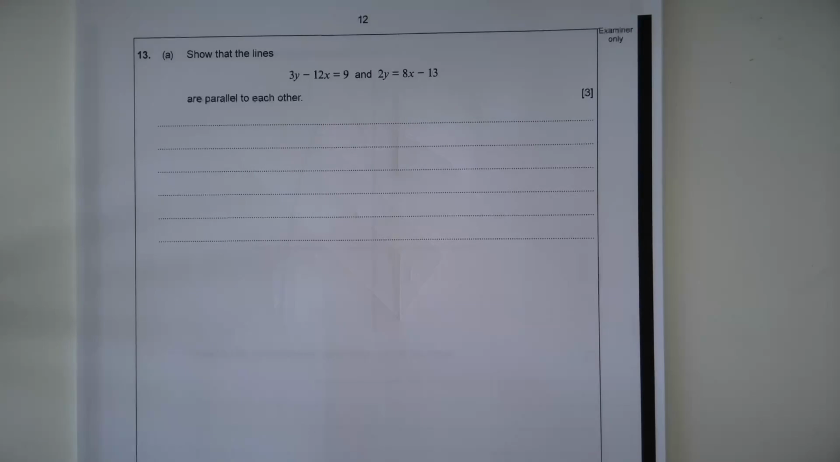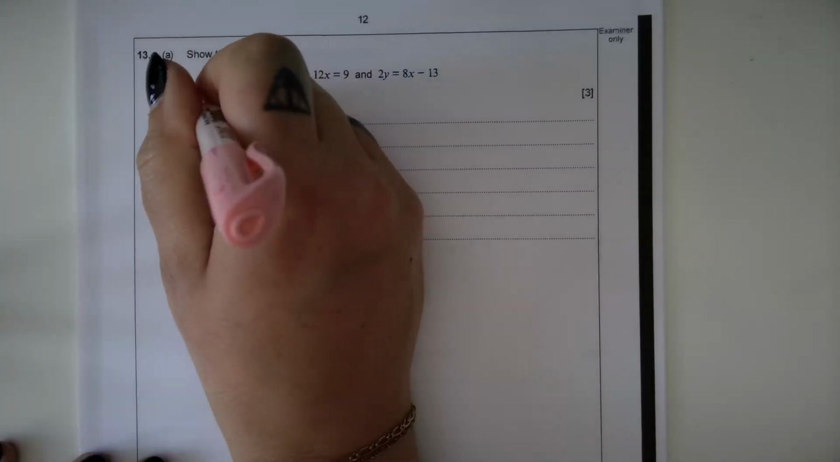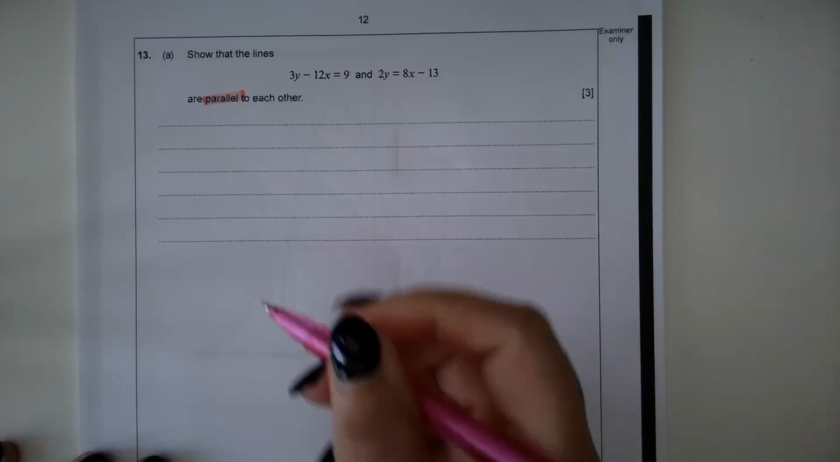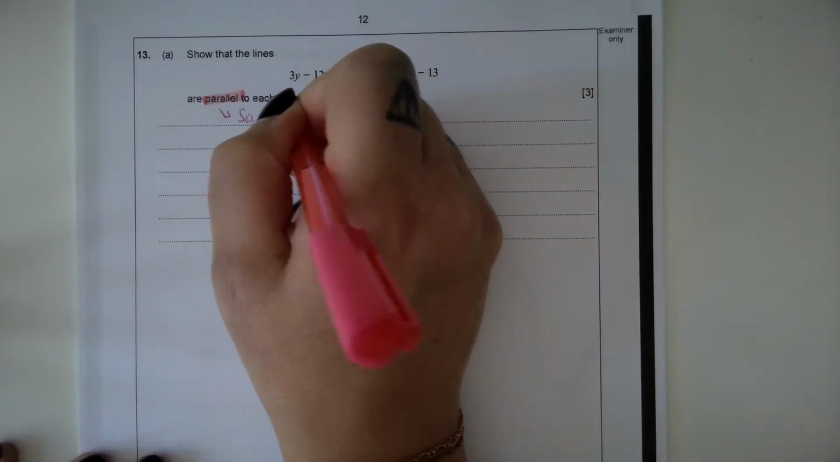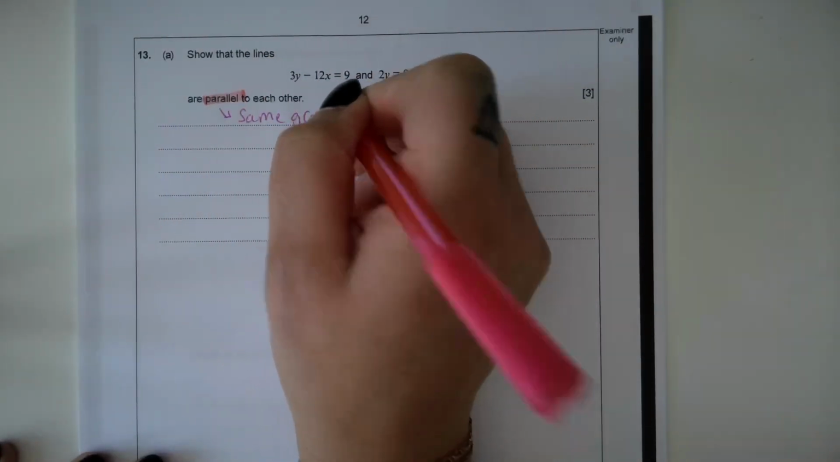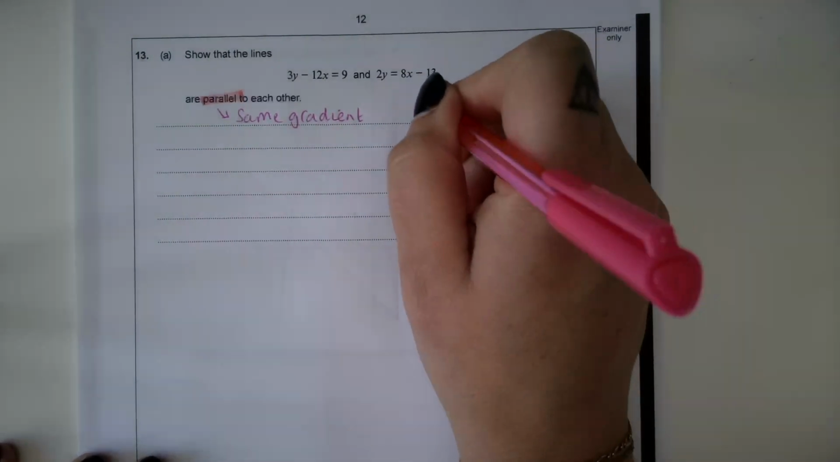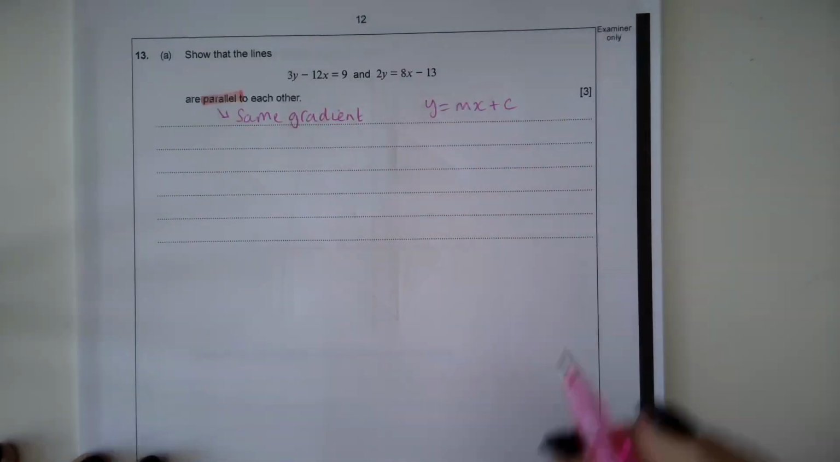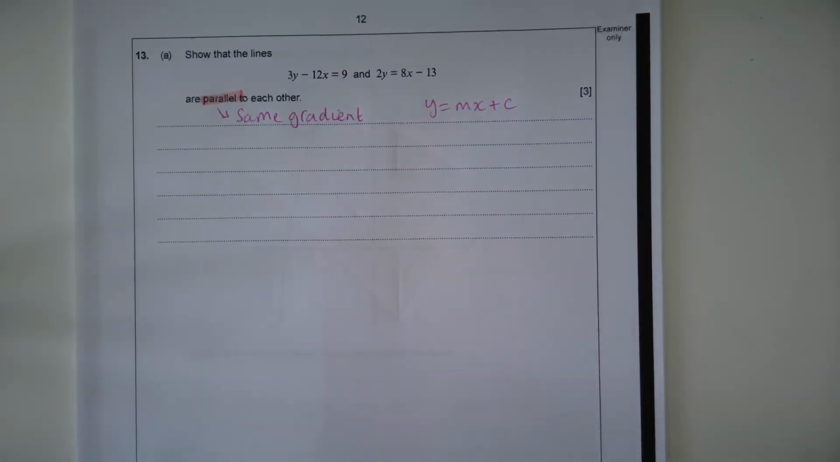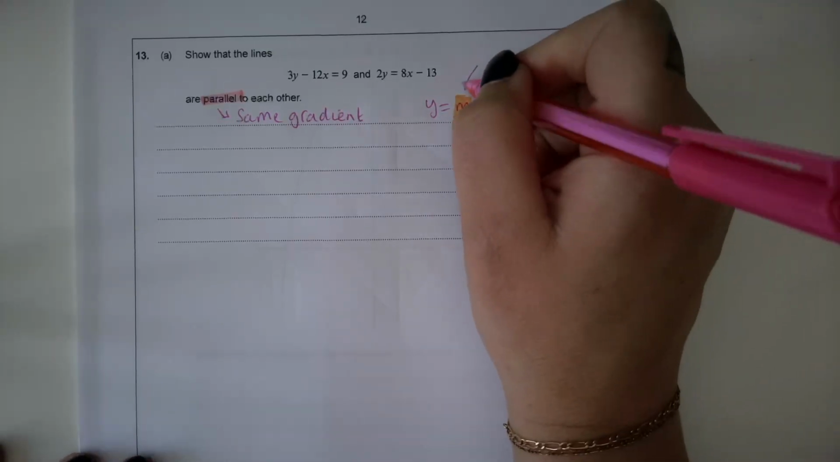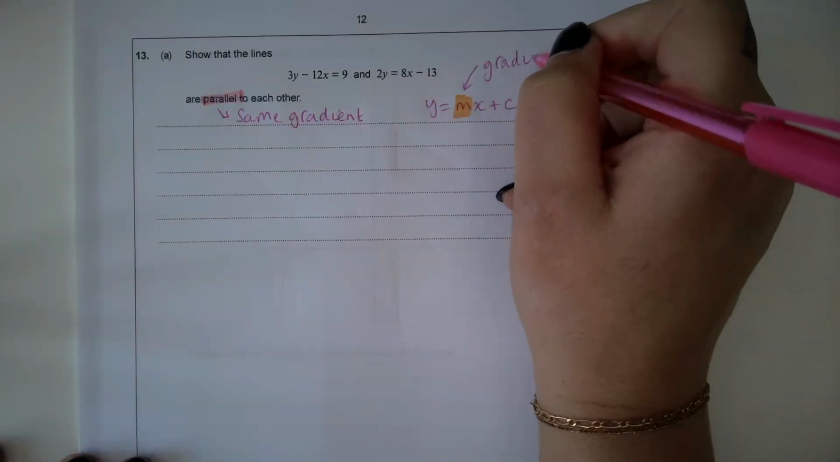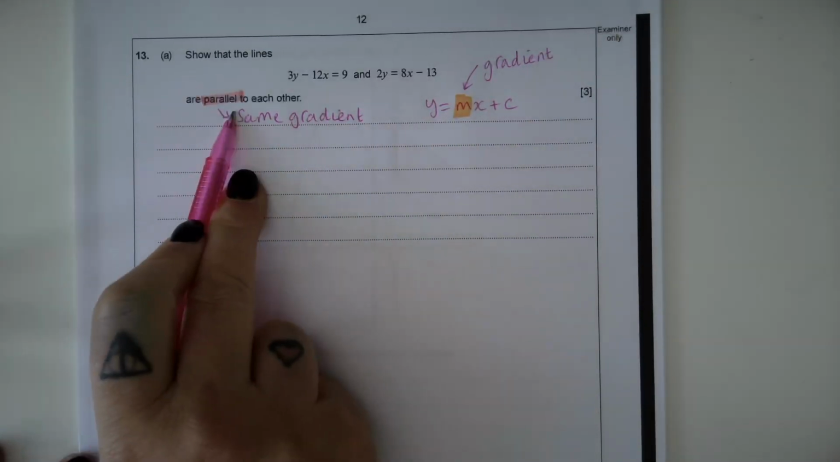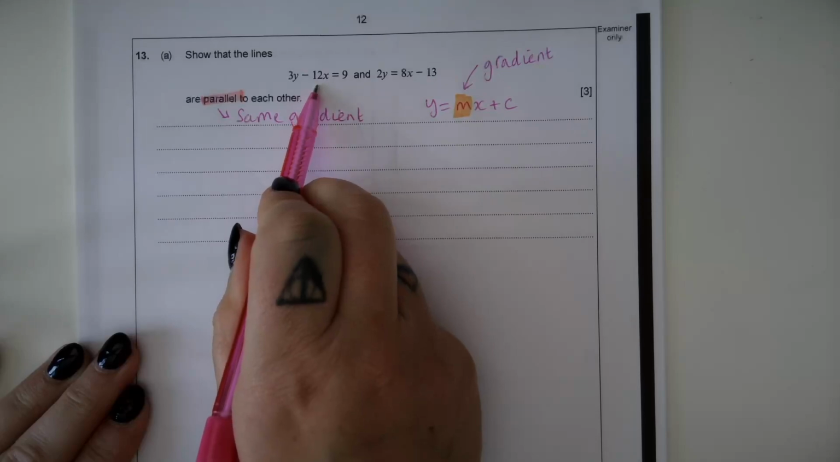Question 13. Show that the lines 3y subtract 12x equals 9 and 2y equals 8x subtract 13 are parallel to each other. Okay, so for lines to be parallel, we need the same gradient. To be able to compare the gradients, it's easier to write these equations in the form y equals mx plus c, because m is our gradient. So if we write them in that form, we can compare them and show that they're parallel, because hopefully it'll be the same. So let's start with this equation.